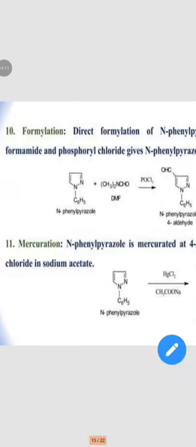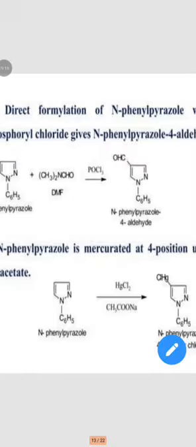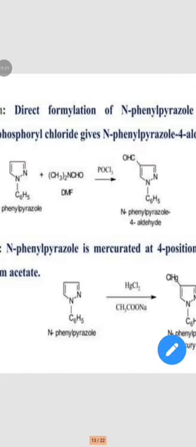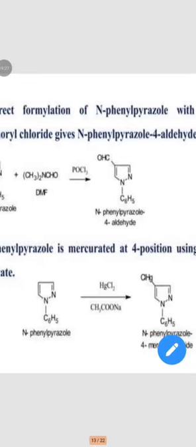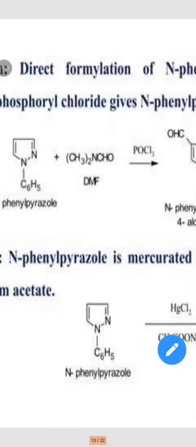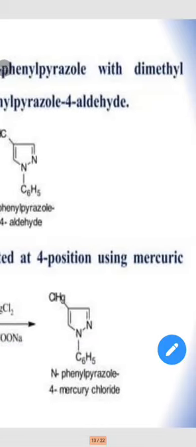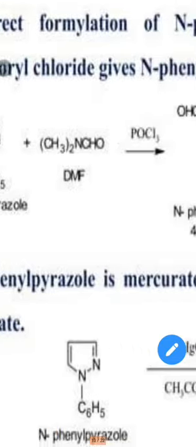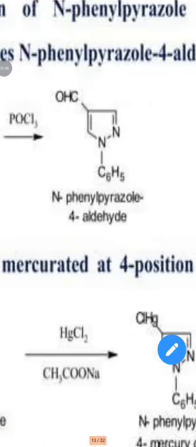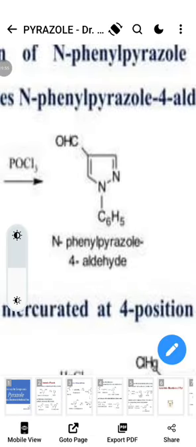The next reaction is formylation. Direct formylation of N-phenyl pyrazole with dimethyl formamide and phosphoryl chloride, POCl3, gives N-phenyl pyrazole 4-aldehyde. N-phenyl pyrazole 4-aldehyde is obtained.